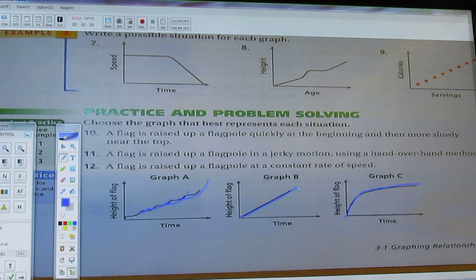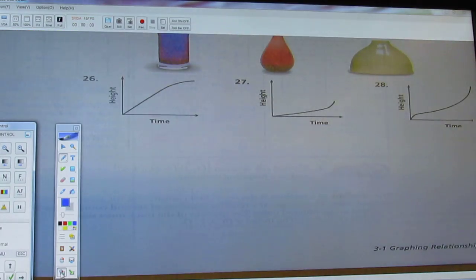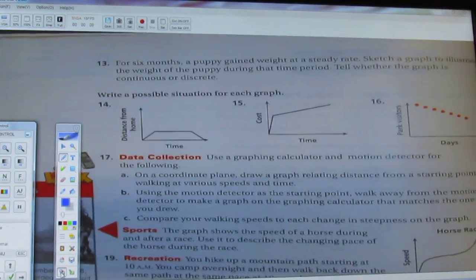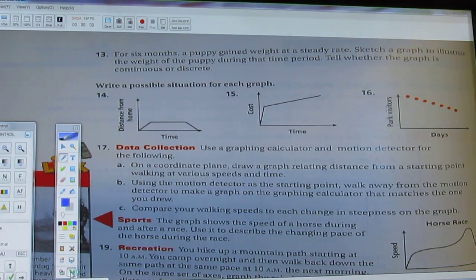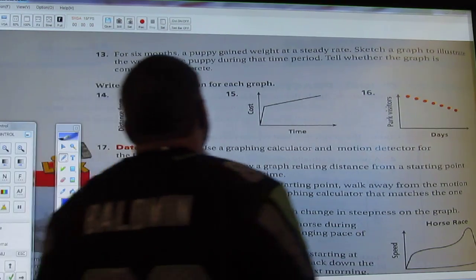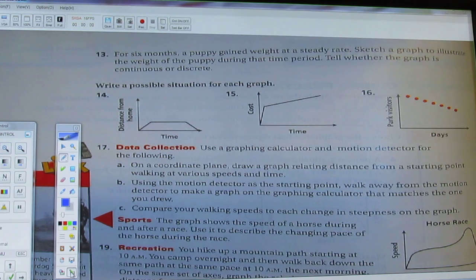And then we're going to do the next page here. Okay, and the next page, number 13, says for 6 months, a puppy gained weight at a steady rate. Sketch a graph to illustrate the weight of the puppy during the time period, and tell whether the graph is continuous or what I like to call discontinuous.